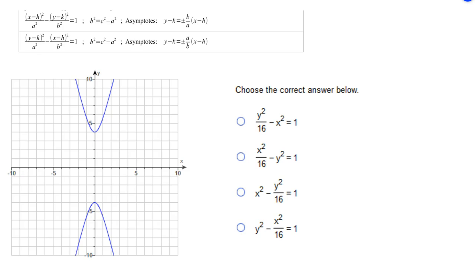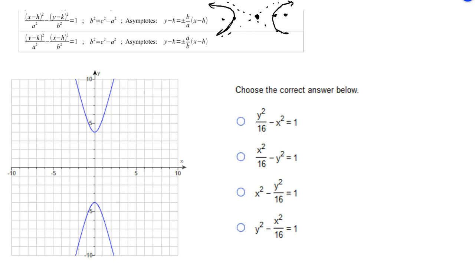So the horizontal orientation will have a center, and a distance of A away from that center, you have your vertices. A distance of C away from that center, you have your foci. And then your B value will tell you how wide to draw these, because these are going to approach your asymptotes. So you have some asymptotes that go along like this, and how wide those asymptotes are is determined by B.